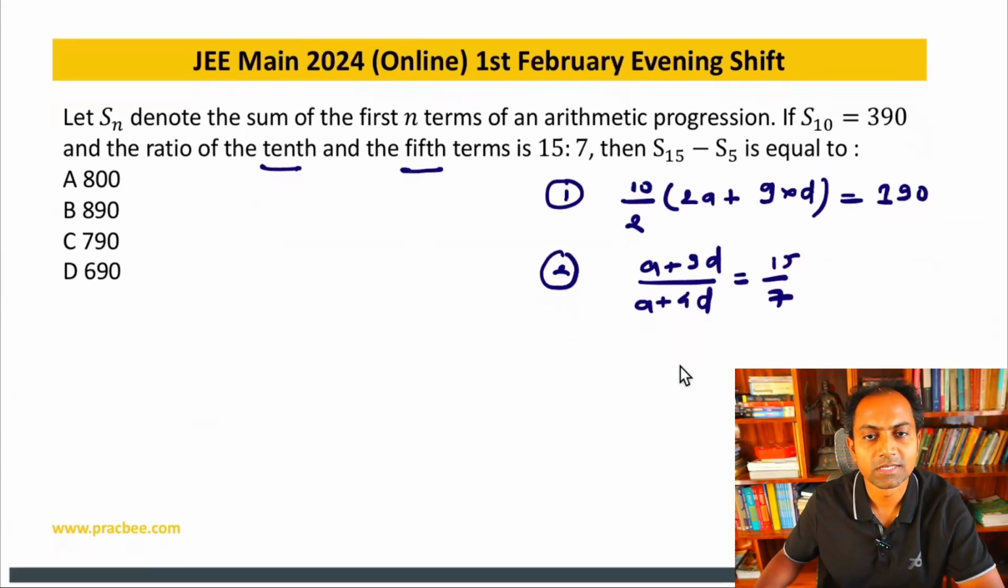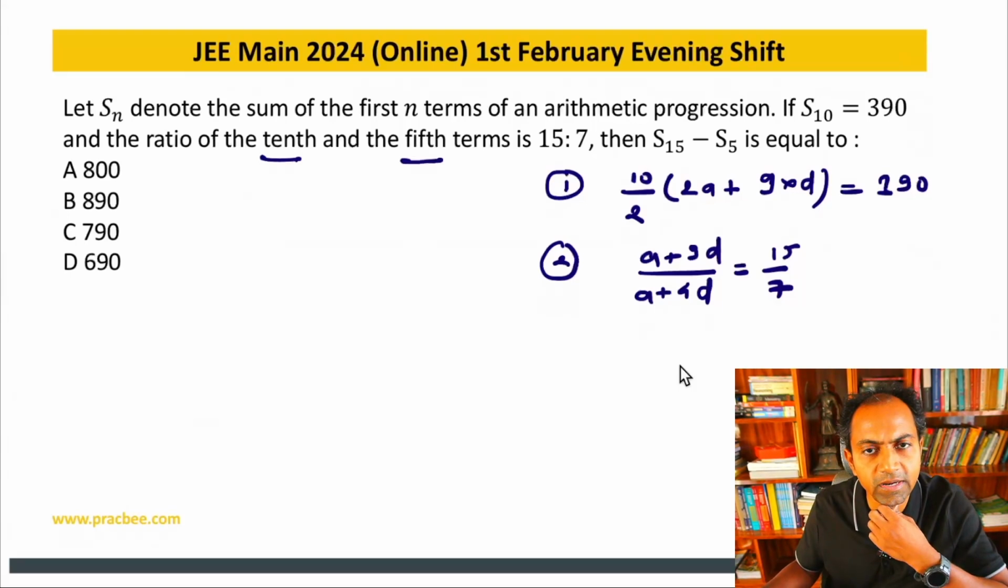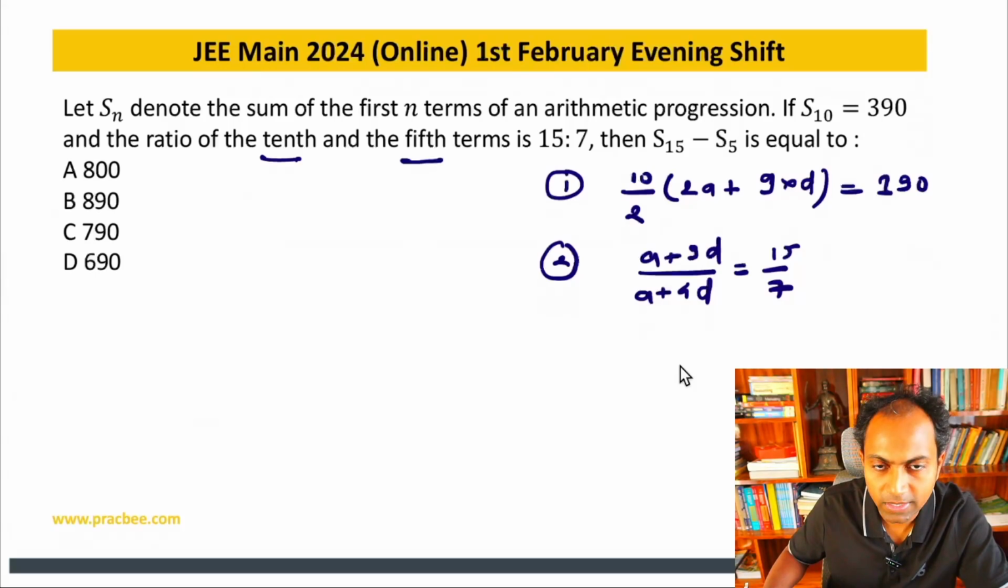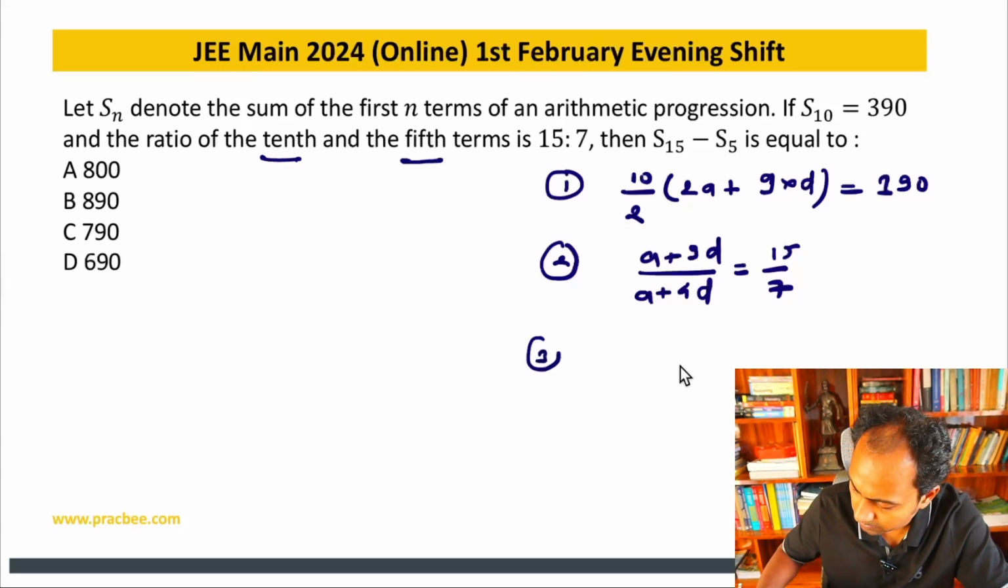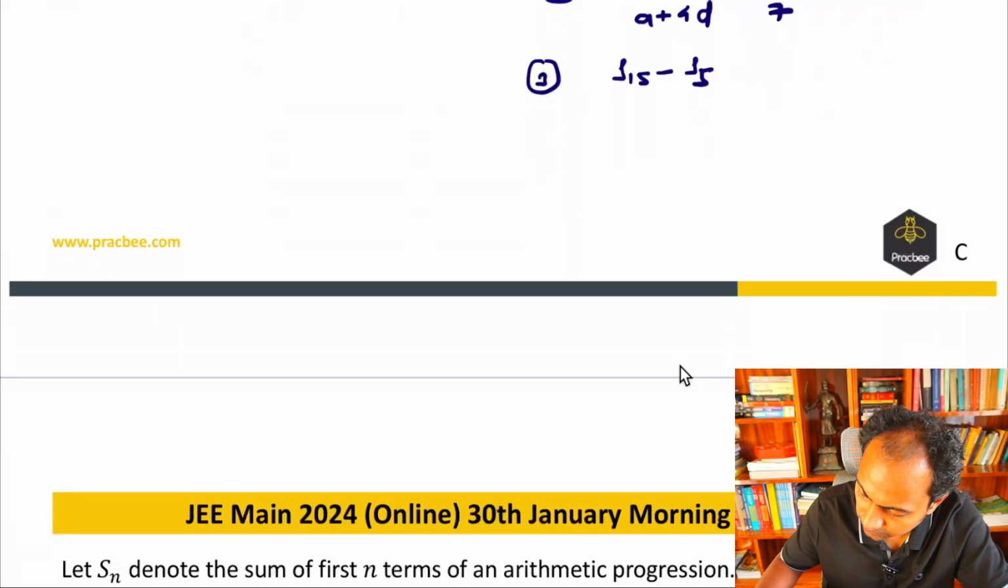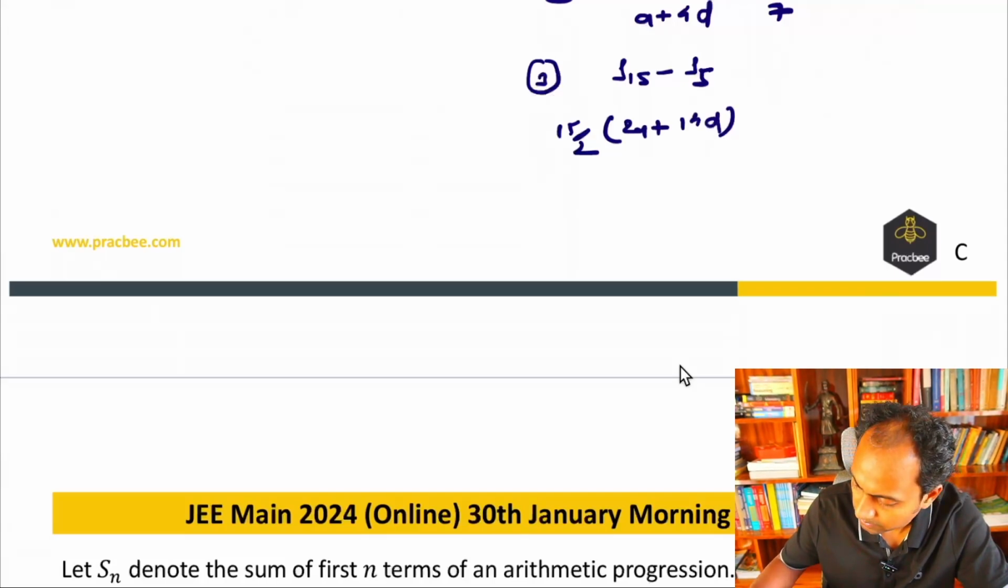So once these things are clear, in the next part what they are saying is to find the difference between S15 and S5. So fundamentally what they want us to find, in the third part, is S15 minus S5. So S15 minus S5 would be nothing but n by 2, so that will become 15 by 2 into twice of A plus 14D, minus 5 by 2 into twice of A plus 4D.